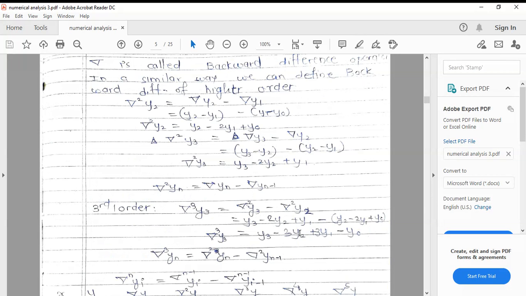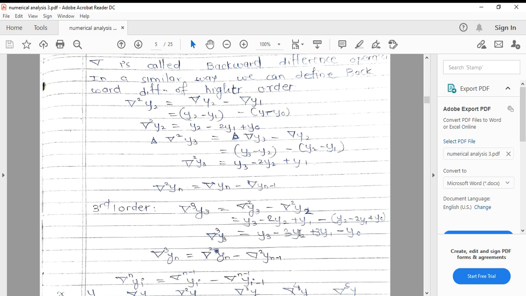Similarly, we have to find del square y2, that will be del y2 minus del y1. What did we calculate in the forward case? If it was delta square y3, we would calculate delta y4 minus delta y3, but here we have to find del y2 minus del y1.